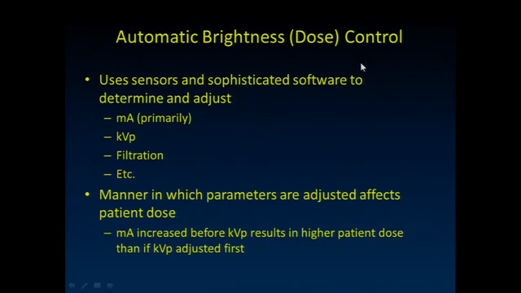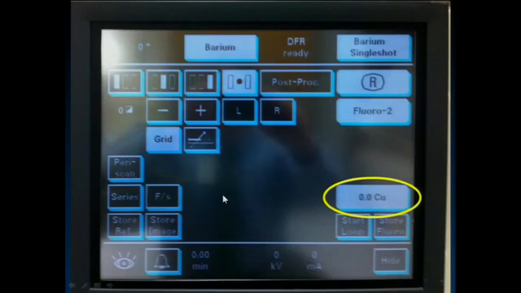This automatic brightness or dose control that we talked about, automatic exposure control, uses sensors and sophisticated software to determine and adjust primarily the mA. Then if it can't get a decent enough quality image because the patient is so large, it'll start to bump up the kV. But remember, we don't want to do that because we want the contrast. Bumping the kV is going to reduce our contrast a bit, so it'll do that secondarily. It may change our filtration or do some other things. And the manner in which those are adjusted is a little bit complicated beyond the fact that mA is the first choice.